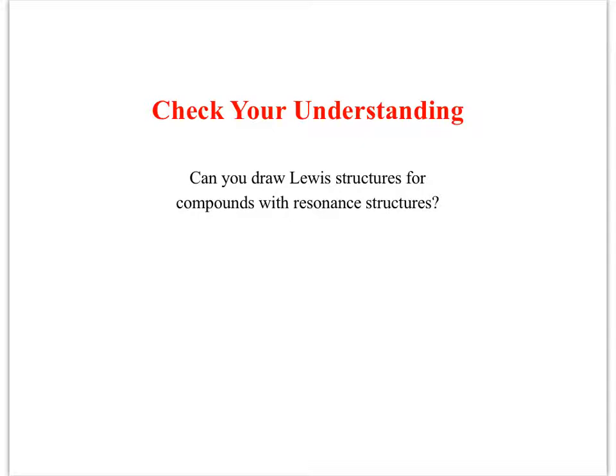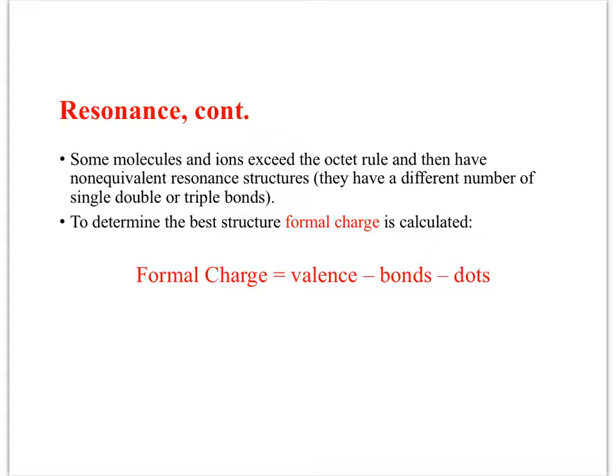So again, you're not moving atoms around, okay? You're not moving their spots. You're just floating the double bond into different locations, showing that there are different correct possibilities here. Some molecules have resonance structures that are different from each other, and you can actually determine which structure is better by using something called formal charge.